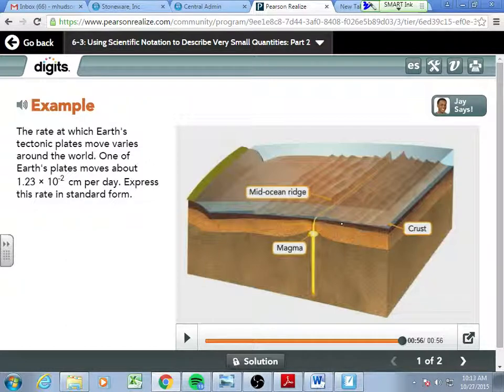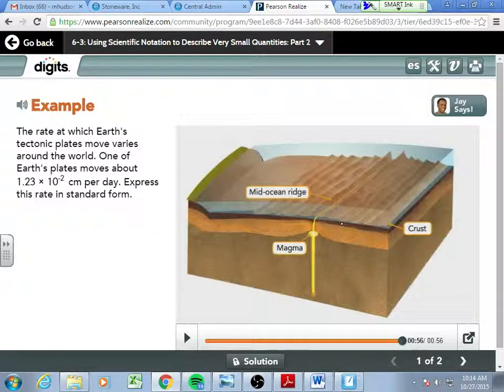So all that aside, we've got our plates. Earth's plates move about 1.23 times 10 to the negative 2 centimeters per day. Let's talk about what that actually is in standard form. So what does that power tell me to do? Pranav, what does that power tell me to do? It tells you to move the decimal over 2 spots to the left. Yeah, move my decimal 2 places left.